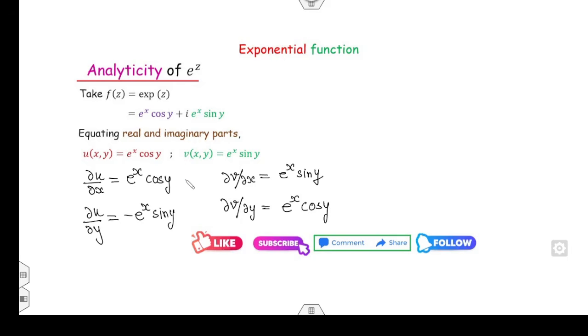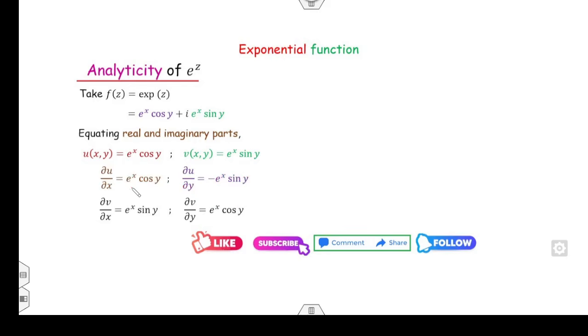Now clearly, del u by del x is equal to del v by del y, and del u by del y and del v by del x are the same with the opposite sign. Therefore, the CR equations are satisfied. Fine. Also, you can see the partial derivatives that you have obtained are continuous. Why? Because exponential and trigonometric functions are always continuous. Therefore, my given function is entire.